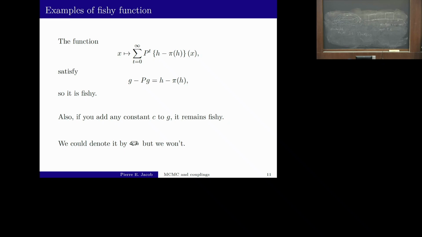Okay. So it remains Fishy if you add any constant to it. What is less obvious, but true under the assumption that this is in L1 of pi, is that all the solutions are equal to this one plus a constant. That's not so obvious.